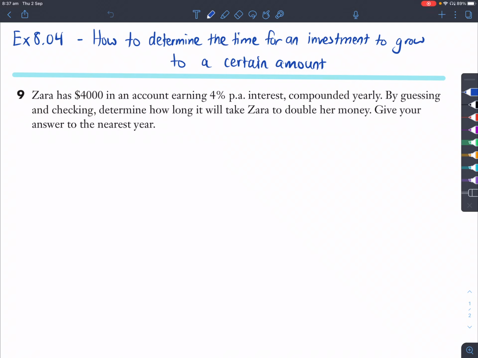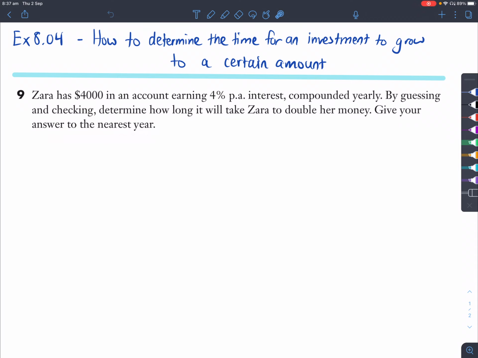Hey everybody, in this video we'll be looking at how to determine the time for an investment to grow to some specific amount. So for exercise 8.04, we're going to do question 9. Zara has $4,000 in an account earning 4% per annum interest, compounded yearly. By guessing and checking, determine how long it would take Zara to double her money, giving your answer to the nearest year.